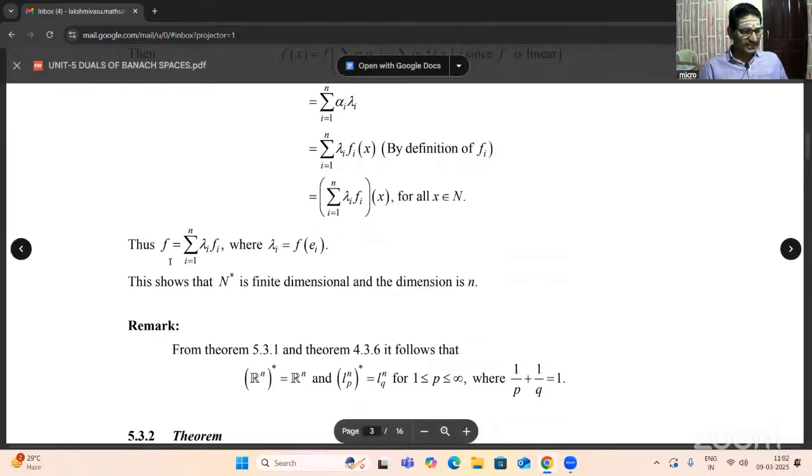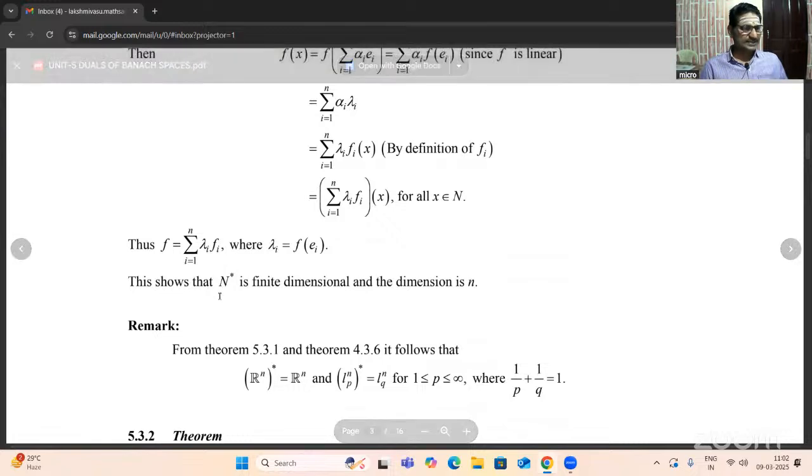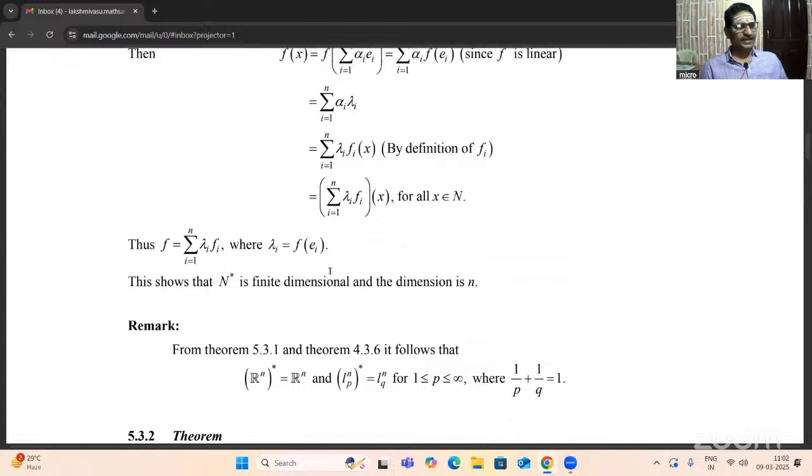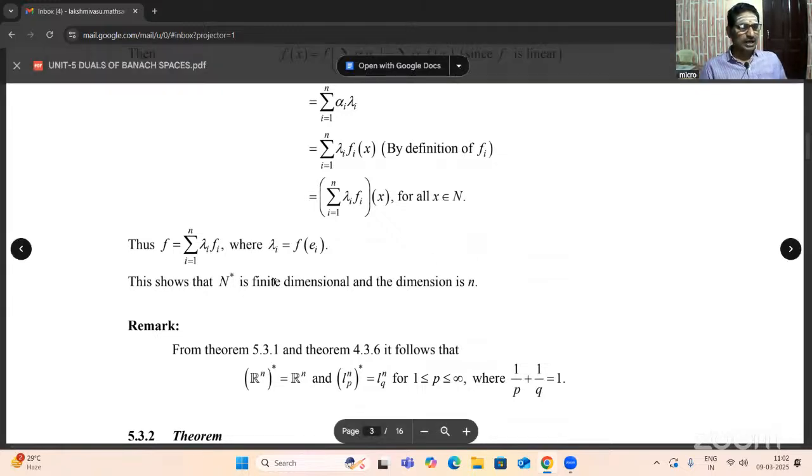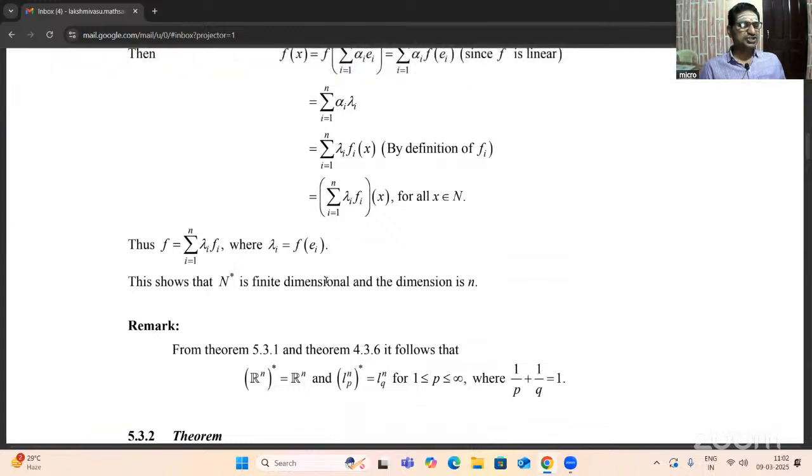So here the linear functional dual space, or conjugate space, is also finite dimensional, and what is the dimension? That dimension is n, because it consists of n basis elements, n basis vectors. So the dimension is n. So prove that n star is finite dimensional and find the dimension. The dimension is n, so the dual space is also finite dimensional.